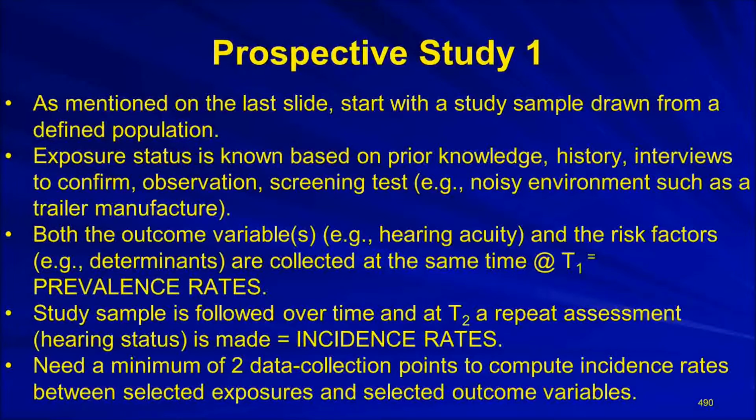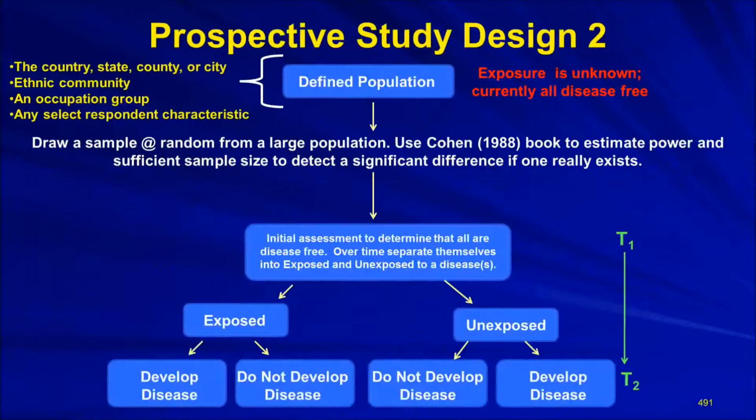Hopefully you're on board with study design 1. Now, let's talk about study design 2. Okay? It says exposure is unknown. Currently, everybody is disease-free. And we might look at a country, a state, a county, or a city, an ethnic community, an occupational group, any selected respondent characteristics that is of interest to you.